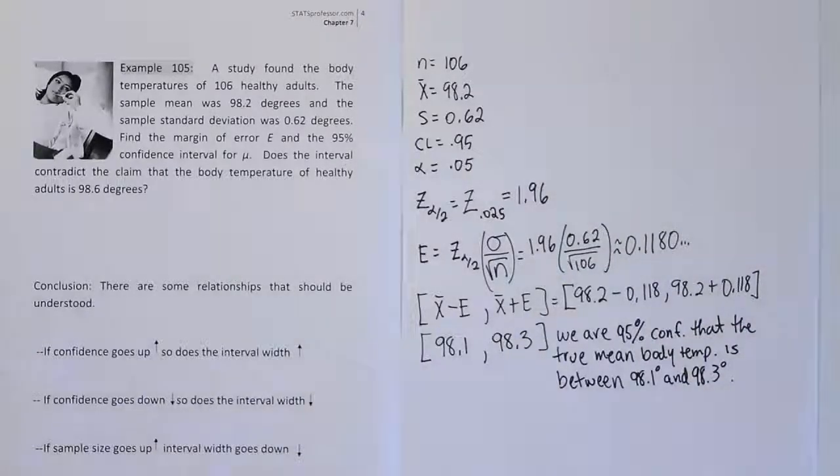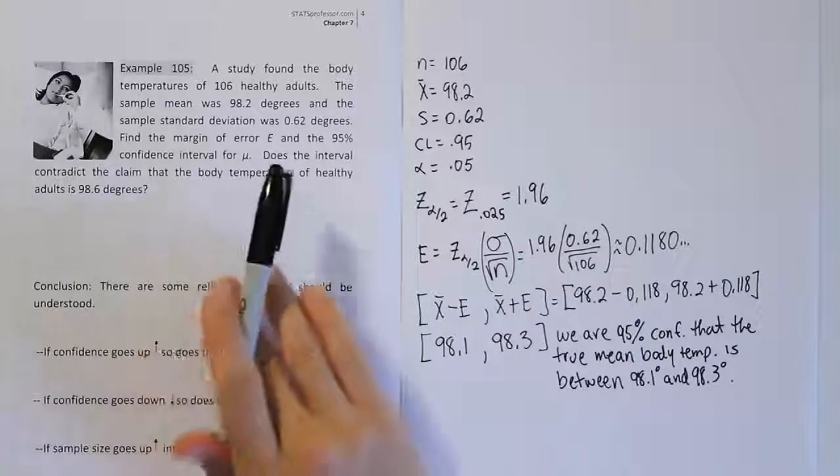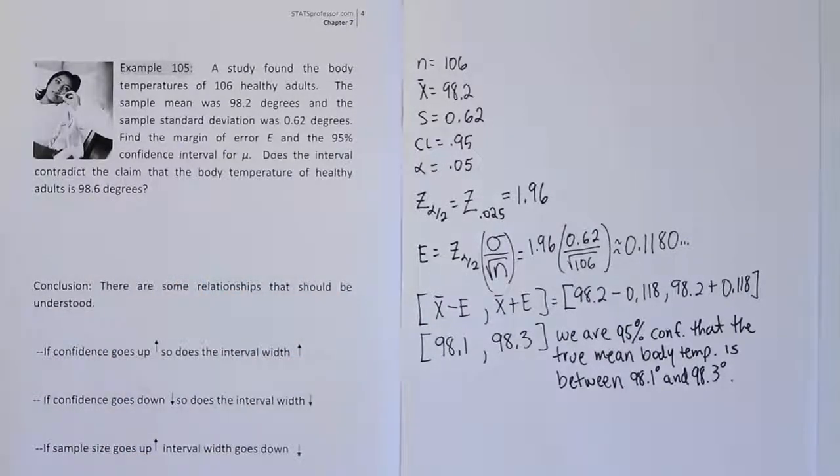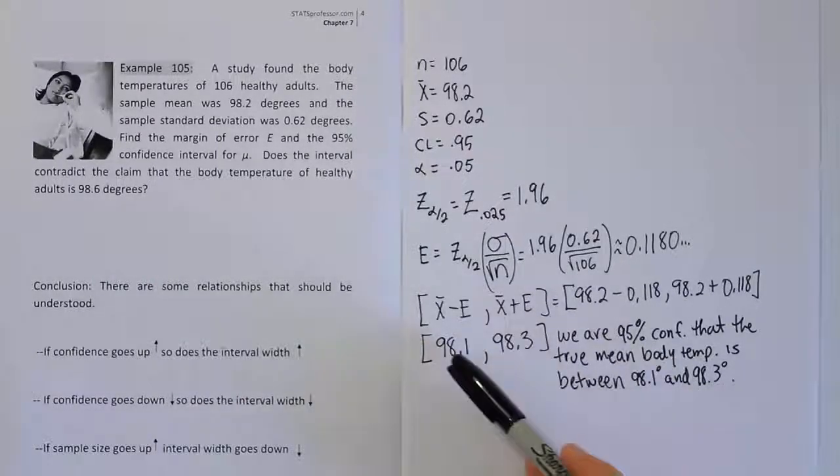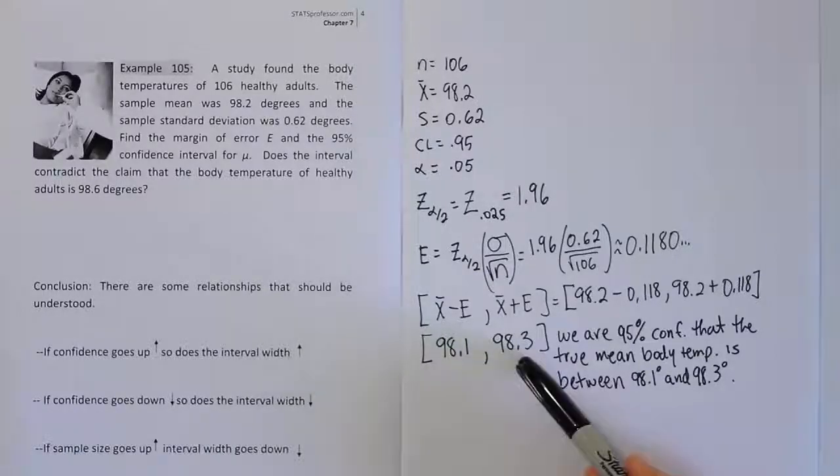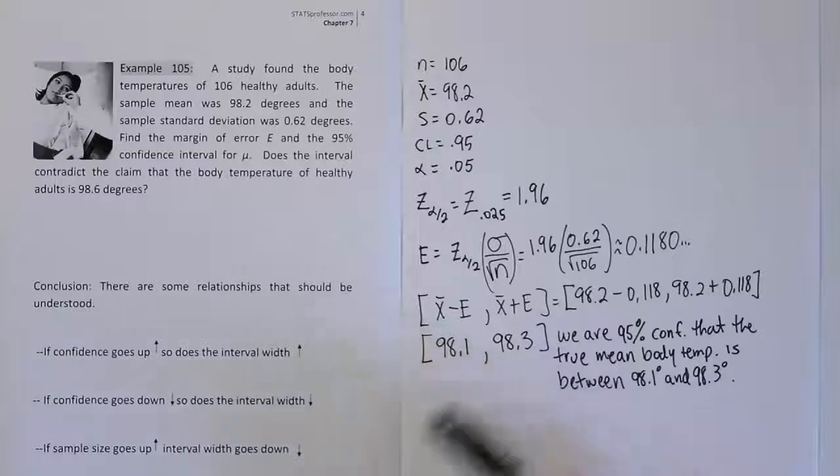Now, we have a question at the end of the problem here that asks us very simply, does the interval contradict the claim that the body temperature of healthy adults is 98.6 degrees? What we're checking on here is if the mean that we've always heard our whole lives of 98.6 is part of this interval. Because remember, this interval is supposed to contain the population mean. Well, the interval doesn't have 98.6 in it. So that means that this interval does contradict the common belief that 98.6 is the healthy body temperature.